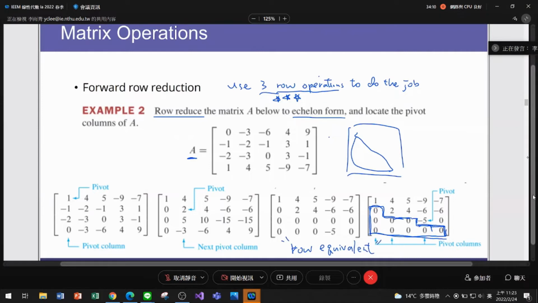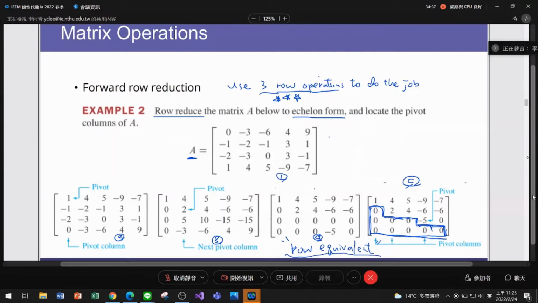Row equivalent matrices. As long as we stick with only the three row operations, the resulting matrices are all row equivalent. So here you see 1, 2, 3, 4, 5 matrices. All these matrices are row equivalent.